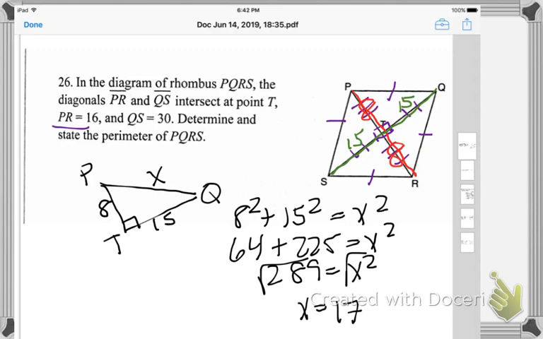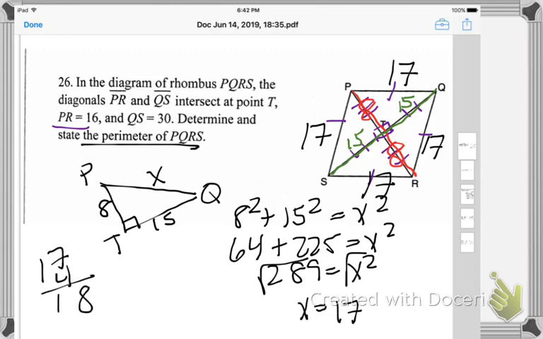So that's this side over here. But in a rhombus, we know that all sides are equal, so that means that every side is equal to 17. And we're trying to find the perimeter, so the perimeter just means to add all the outside pieces. So it's going to be 17 times 4 pieces, and that is going to give you 68. And that was the answer for that one.